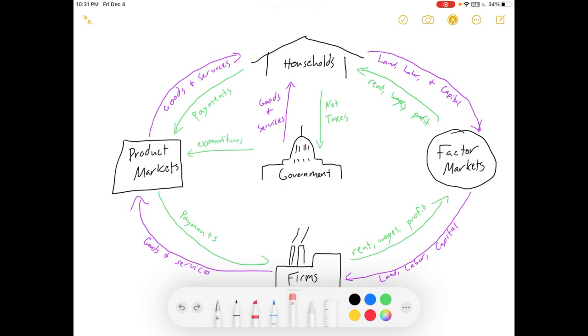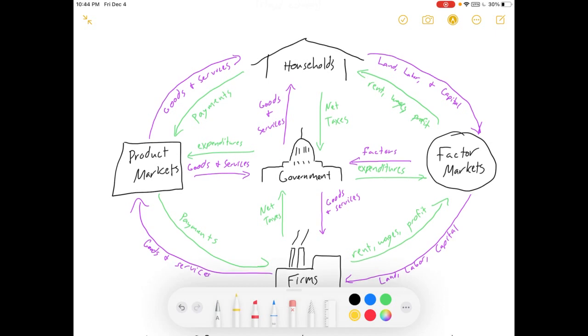The government can spend money in product markets buying goods and services, and those goods and services make their way back to the government. The government can collect taxes from firms, and it also can provide goods and services to the firms. The government can spend money in factor markets buying land, labor, and capital, and in return it'll get those factors. And the government can get involved in any of these places to whatever extent it wishes.